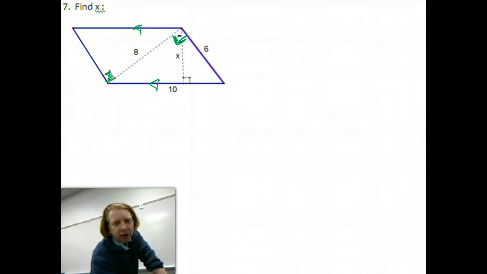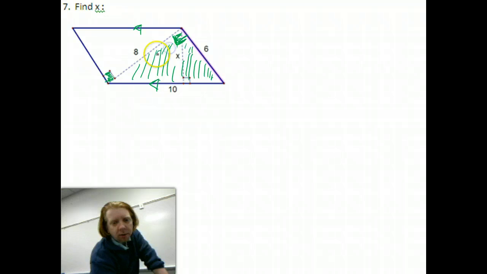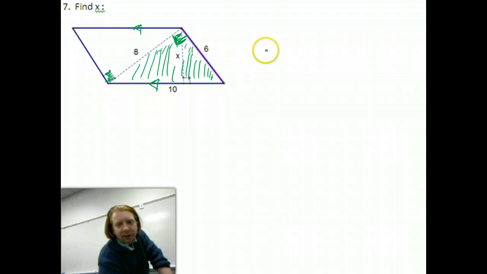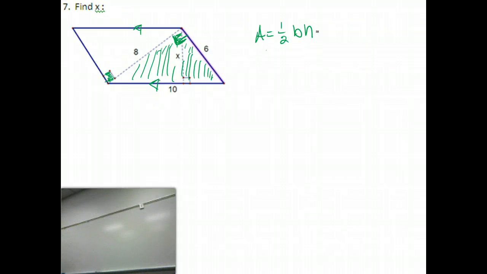And if I have a right angle here, that means this triangle in green, that is green, believe it or not. No, you can tell it's green. Good. So that triangle in green has an area of half base height. How's that? Sweet.